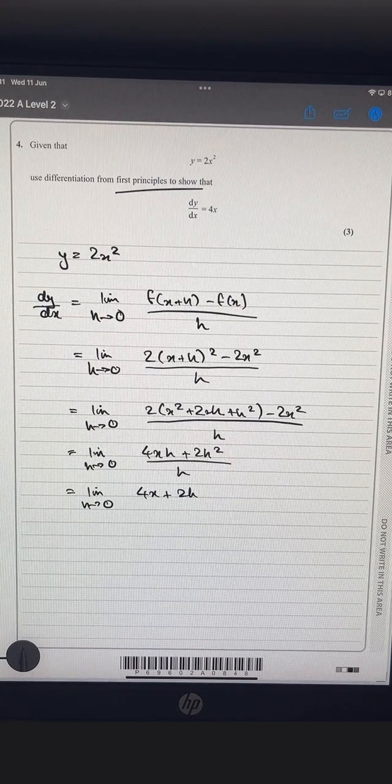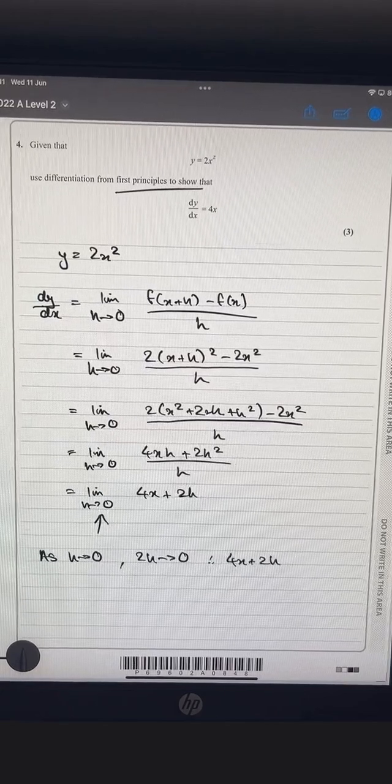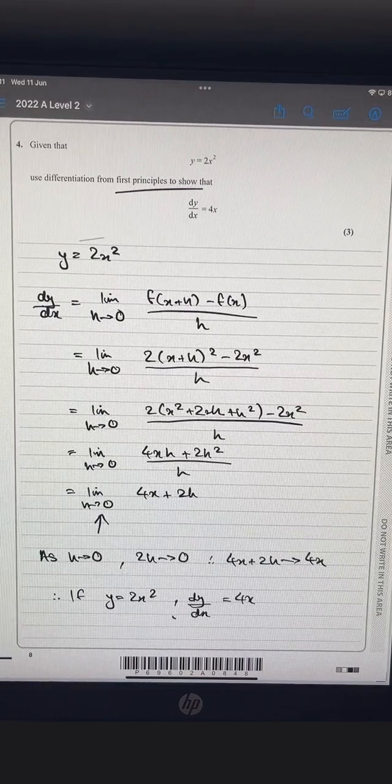One of each. All right, so now all we have to do is evaluate our limit here. So as h tends to 0, 2h is going to tend to 0, right? So therefore, 4x plus 2h tends to 4x. So then I can just say, therefore, if y equals 2x squared, dy by dx is equal to 4x. I just like to write the whole conclusion right at the end. It just sums it all together. So yeah, nice 3 marker, which you can prepare for. Like if you got this in the exam tomorrow, it should be easy marks, 3 marks right there.